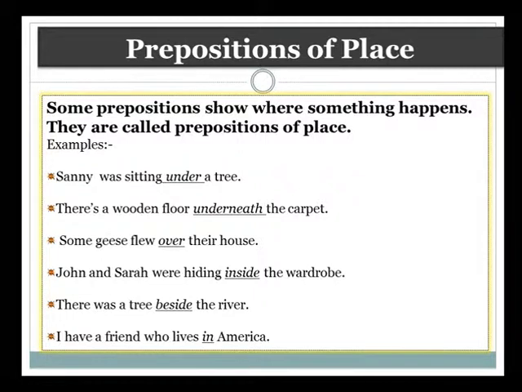So as you can see, these all are the prepositions of place. Certain examples that we saw used prepositions like under, underneath, over, inside, beside, in, etc.